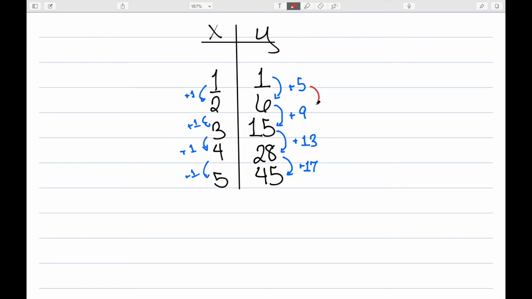Looking at the changes in the change, this would be plus 4 to get from 5 to 9. 9 to 13 is 4, and 13 to 17 is 4. So this would be quadratic since the change in the change is constant.